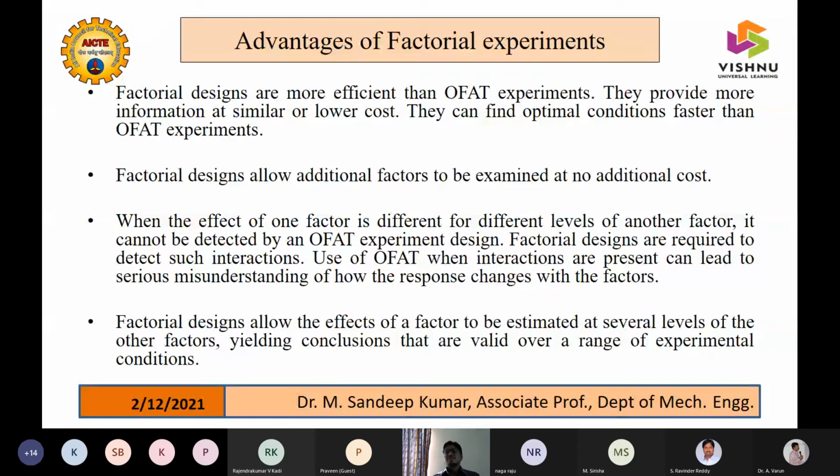Next, coming to the advantages of factorial experiments over one factor at a time. Factorial designs are more efficient than one factor at a time. As everyone knows, we always compare efficiency with the previous ones. What we have seen in the previous one was one factor at a time, so this is more efficient. They provide more information at similar or lower cost. They can find optimal conditions faster than one factor at a time.